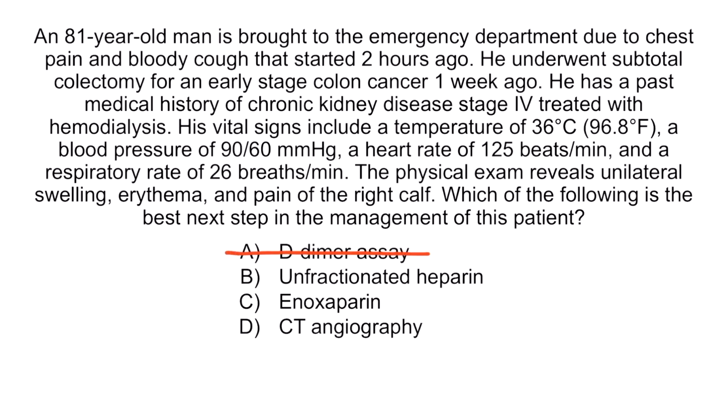Option A, D-dimer assay, is incorrect because this patient is at very high risk of having a pulmonary embolism even if D-dimer comes back normal. It will not reliably rule out pulmonary embolism in this particular patient. Option C is incorrect because this patient has chronic kidney disease, and low molecular weight heparin, including enoxaparin, is avoided in patients with renal failure. Finally, option D is incorrect because although CT angiography is performed as the best initial test most of the time, this patient is hemodynamically unstable and we need to start treating him even before definitively diagnosing the pulmonary embolism. And that concludes our lecture on diseases of pulmonary vasculature.